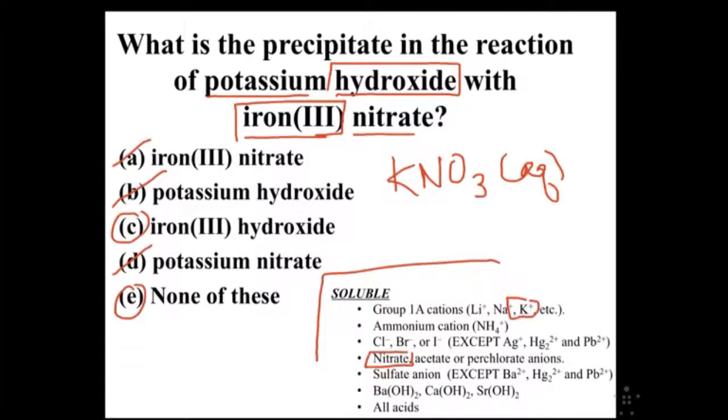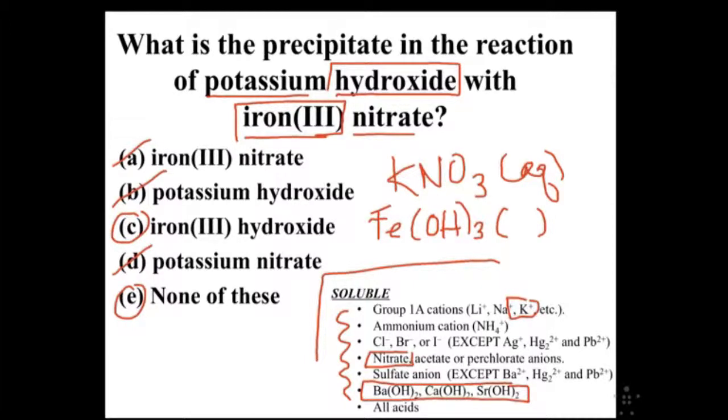And so iron 3 hydroxide is going to be Fe(OH)3. Is that solid? Well, if we look at our solubility guidelines, I don't see iron or hydroxide anywhere in there except for these 3 compounds that have hydroxide. So indeed, that's going to be a solid. So the answer is going to be C, iron 3 hydroxide. Let's do another one.